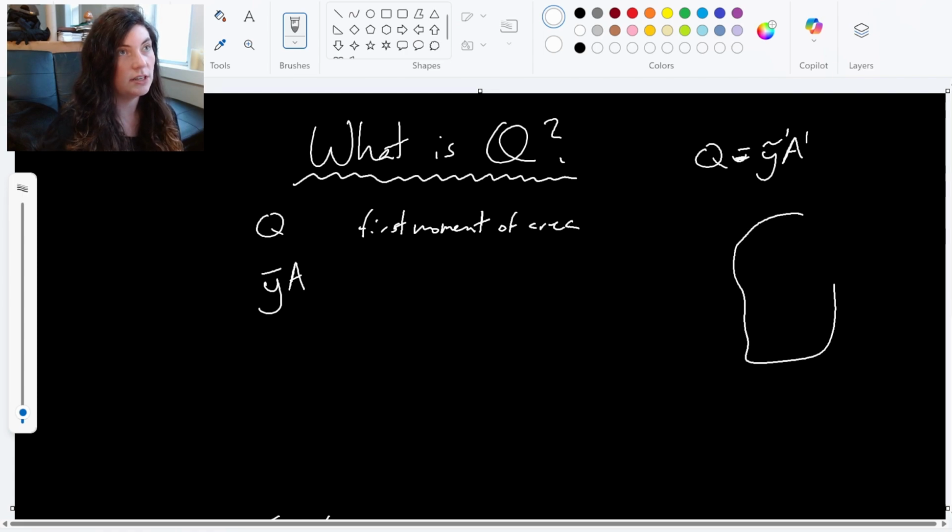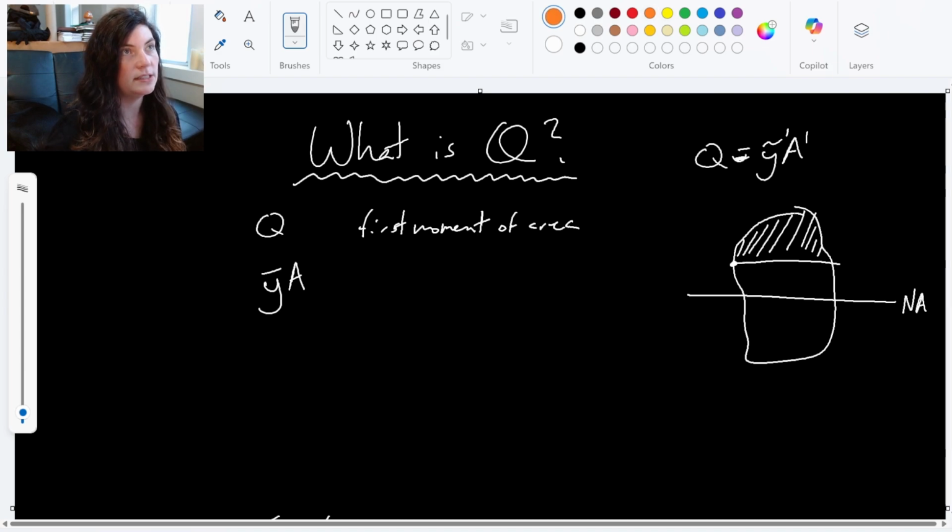If you have your cross-section here, there's my little loaf of bread, and I take a cross-section, my Q is only the area from the point that we're interested in. So if we're interested in, say, this point here, then I want all of the area above this point. So this is where I'm getting my Q value. This is my neutral axis, or my centroid for the overall shape. And then I need to find my centroid.